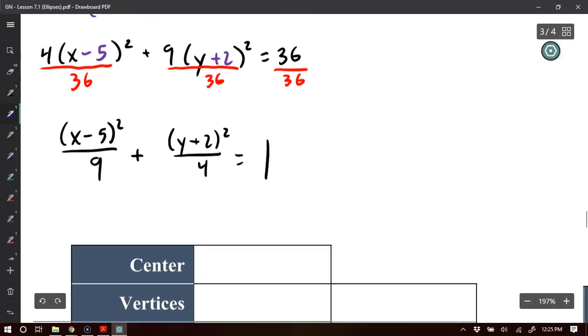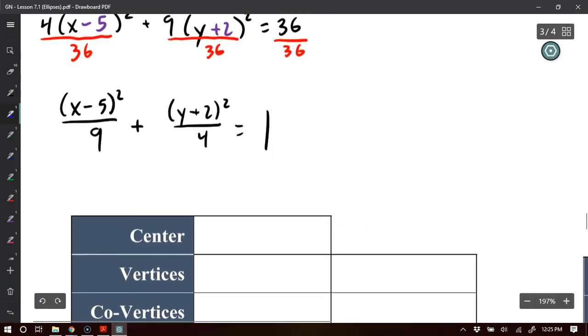And now we can actually find all of our parts. This is actually the same thing we did above, but no graphing. But we have a formula sheet, so that's good. So if I take a look at it, the largest denominator is under the x, which tells me this is a horizontal ellipse on it. So let's take a look. I have a center. I'll do the center in purple. H is 5, K is -2. So my center is 5, -2 on it.